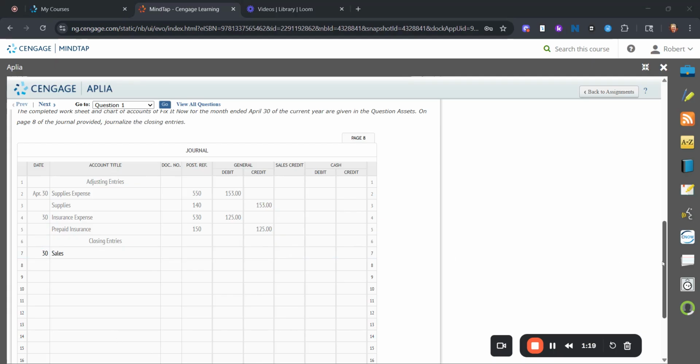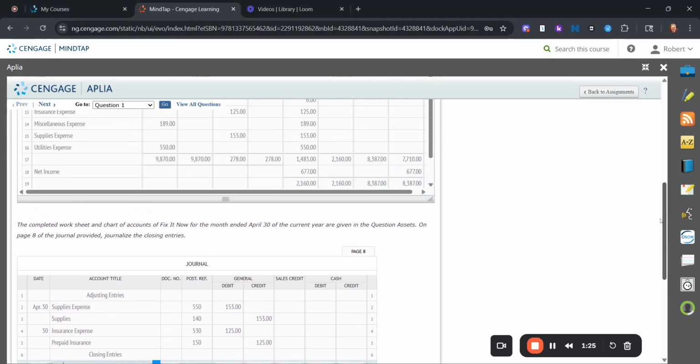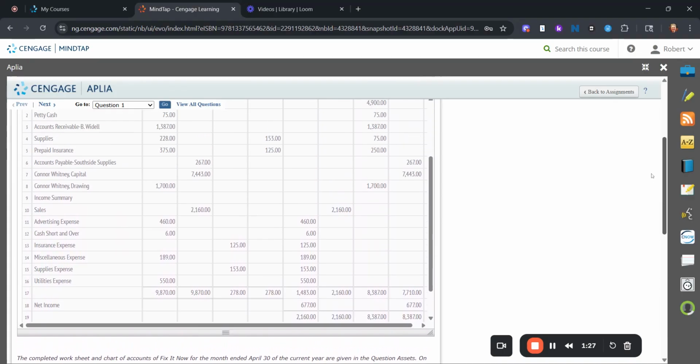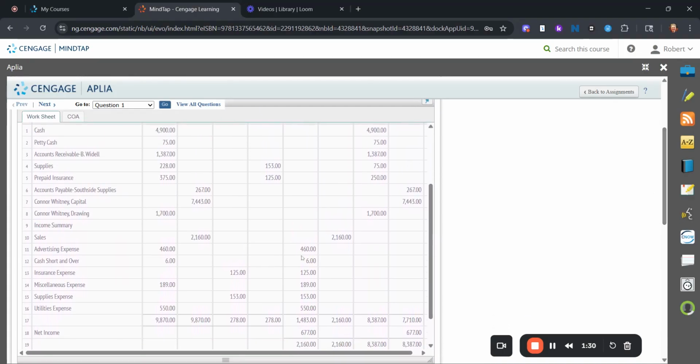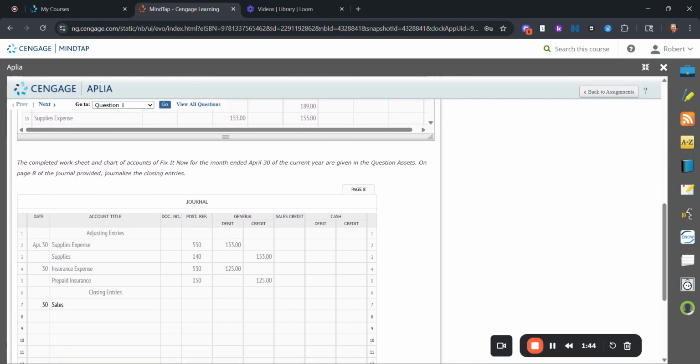We're going to do it a little bit differently than how it is on the worksheet. We're going to put these in the opposite columns. So where we have sales, see it's in the credit column. This time we're going to put the sales in the debit column under the general section. So sales 2160. And then for our next line, we're going to put in income summary.